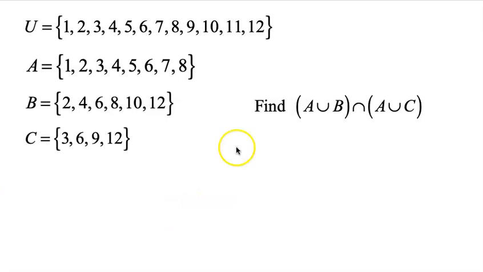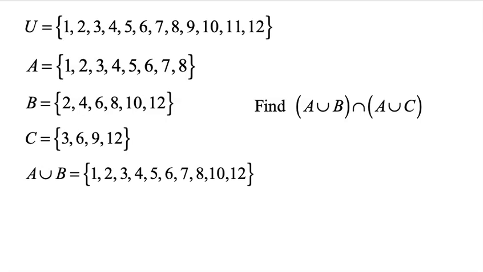So let's start with A union B. What are the items that are either in A or B or both? Well, we have 1, 2, 3, 4, 5, 6, 7, 8. So 2 is included in both, 4 in both, 6 in both, 8 in both. So we have all of these, plus we have 10 and we have 12. So 1, 2, 3, 4, 5, 6, 7, 8, 10, and 12 will be in the union. And several of them are in both. But right now this is what we have for our union.